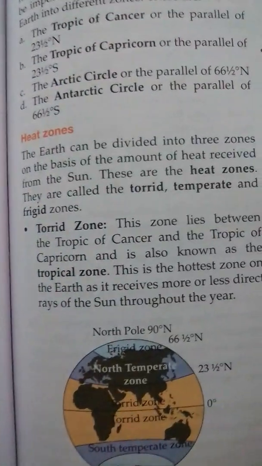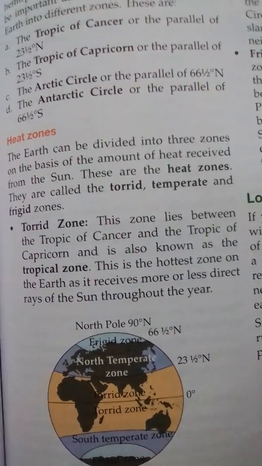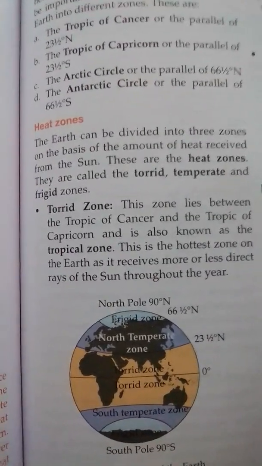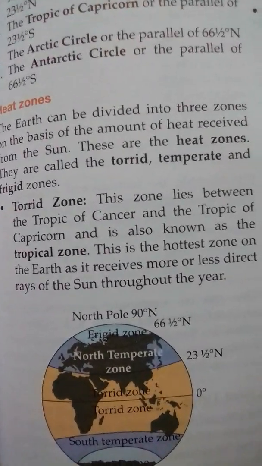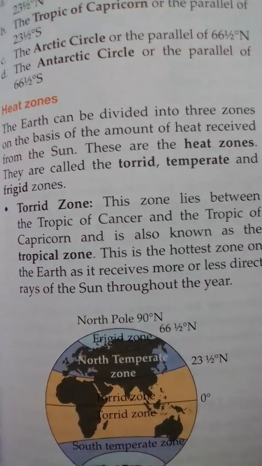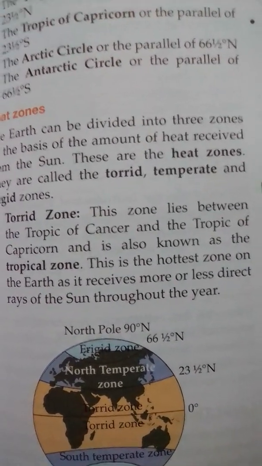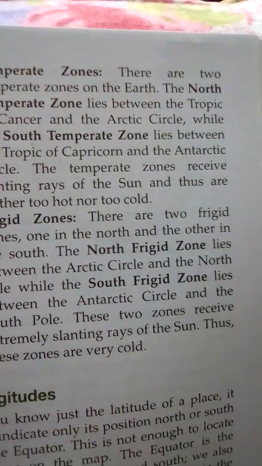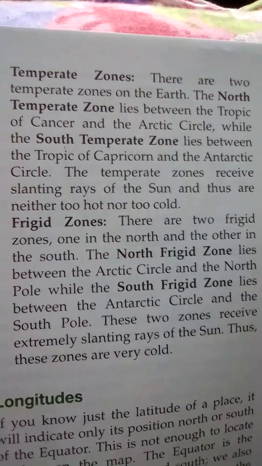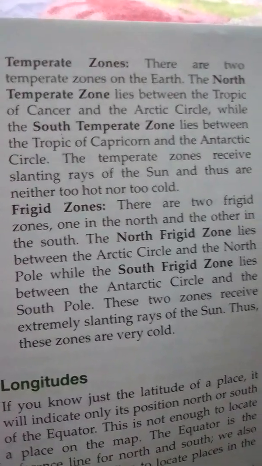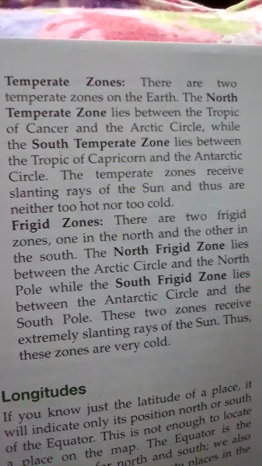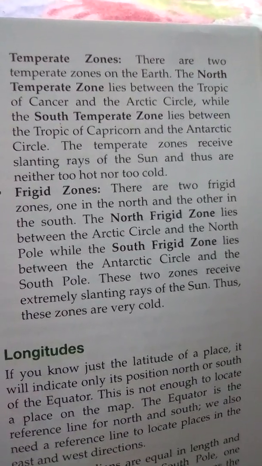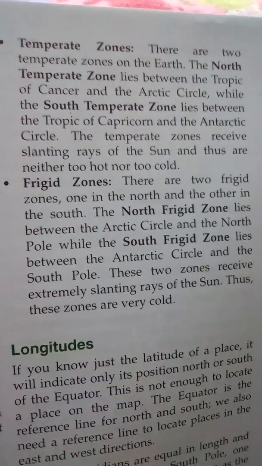Now comes the heat zones. There are three heat zones: torrid zone, temperate zone, and frigid zone. The torrid zone receives the sun's rays throughout the year. That's why it is the hottest zone. And the temperate zone is neither too hot nor too cold, because the sun's rays are slanting towards this zone. And in the frigid zone, there are two frigid zones: north frigid zone and south frigid zone.